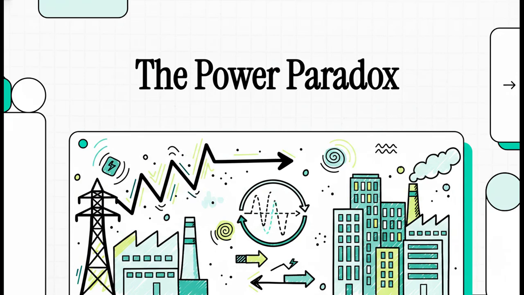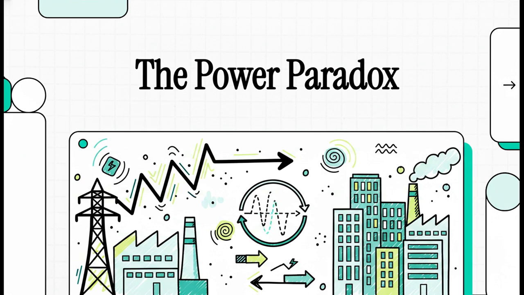Welcome to the Explainer. Today, we're tackling something that is literally at the heart of our modern infrastructure, yet it's notoriously abstract. We're talking about reactive power. It's a phenomenon that endlessly frustrates grid operators, confuses engineering students, and creates a true power paradox that utilities spend billions of dollars trying to manage.